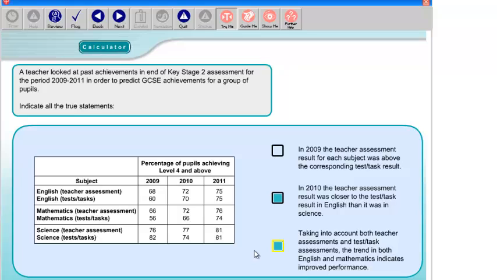so that's also true. Out of interest, let's look at science. So 76 to 77 to 81, so that one's okay. But for this one it's not. It goes 82 down to 74, so that one would break the rule. But the question didn't talk about science, but I just looked at it anyway.